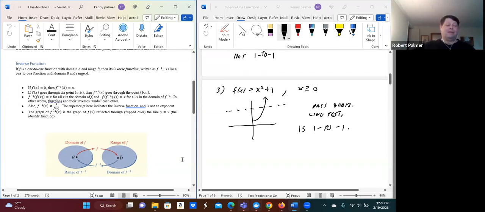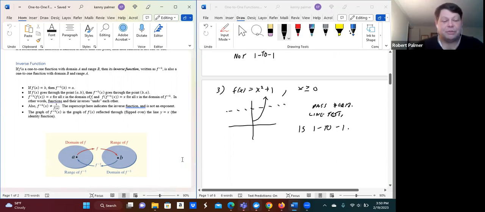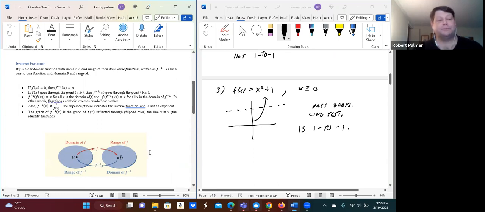It undoes f. And basically, either one can be the inverse function. They're both inverse functions of each other. If we call the top one f, the bottom one will then be f inverse. So these functions undo each other. It says that if f of A equals B, then f inverse of B equals A. Also, points on the graph switch x and y coordinates. If the point (A, B) is on the graph of f, then the point (B, A) is on the graph of f inverse.